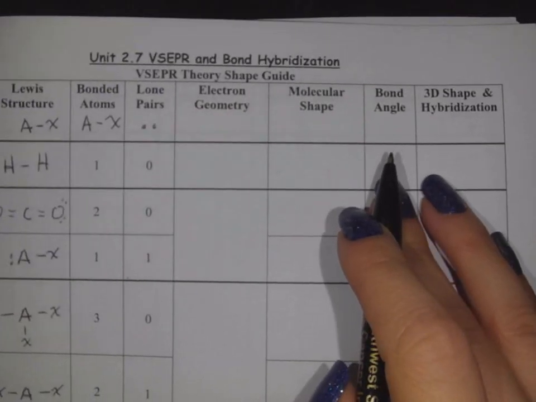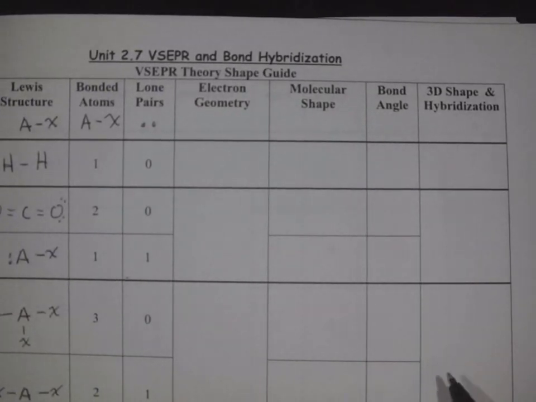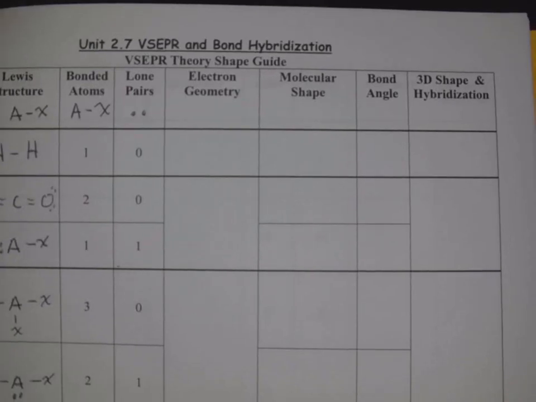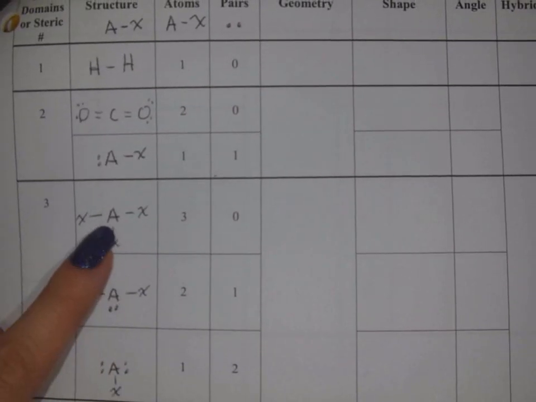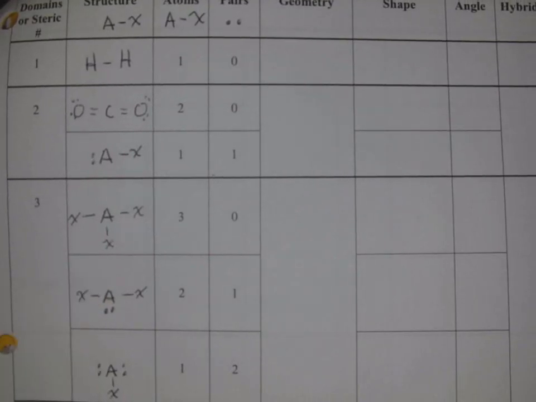Bond angle is the angle between the bonded atoms. Okay, so one more time. Bond angle is the angle between the bonded atoms. Okay. So if I'm going to quickly make that model for this one here.